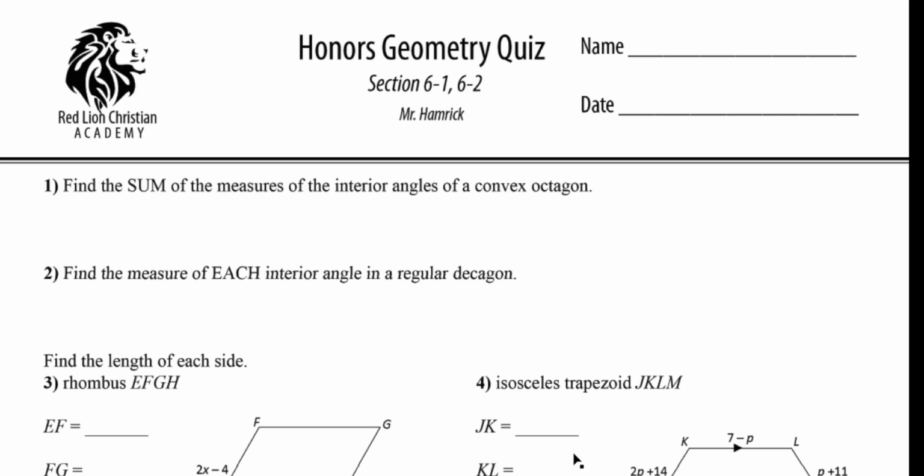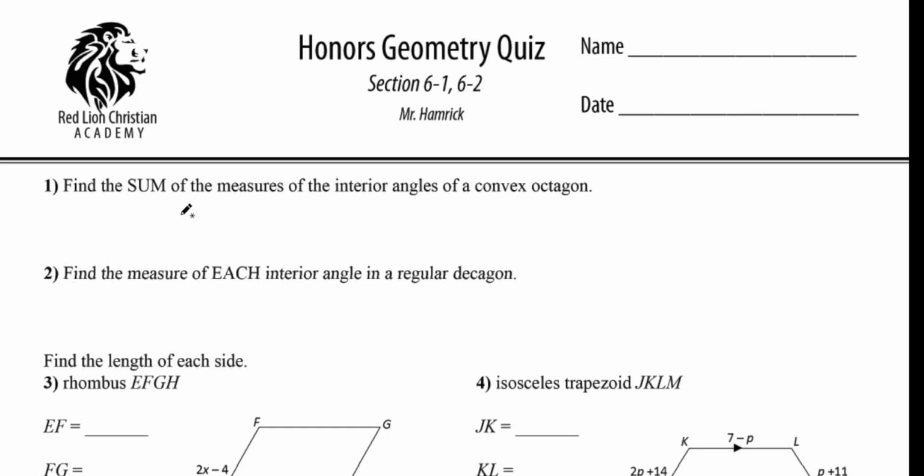I'm looking at the test, got it right in front of me. I'll tell you what to expect, what not to expect. So numbers 1 and 2, definitely know how to do that. How do you do that? The sum of the interior angles. I'm not going to do every single problem for you, okay? You guys are honors. You could do that yourself. But I'll give you a starting point, okay?